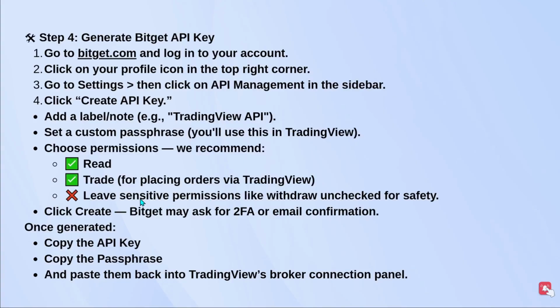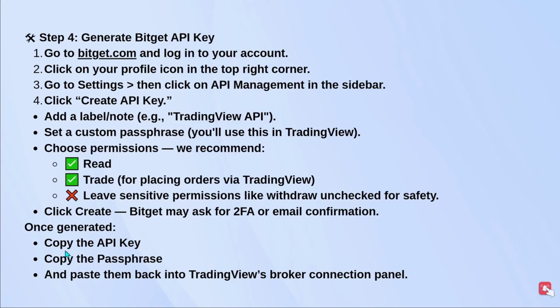Once you confirm your settings, Bitget will verify your request through security steps such as email confirmation or two-factor authentication. After approving everything, Bitget will display your API key and secret. Copy both of these exactly as they appear.